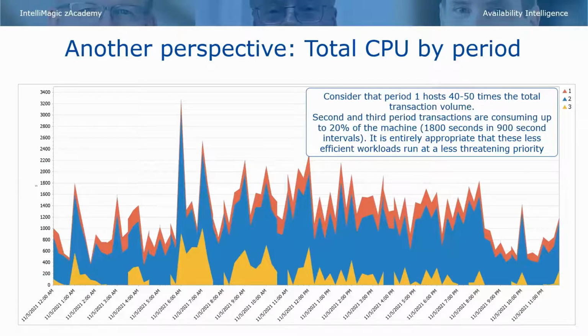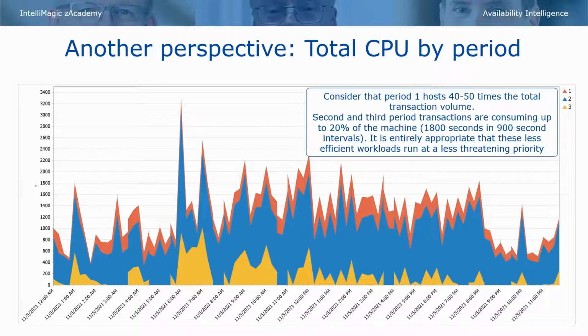And just another perspective, another way to look at things, plotting total CPU for each period. What stands out here is the blue, which is second period. That's where most of the CPU is. This is independent of transactions. But you can put them in the same chart if you want, for interest.